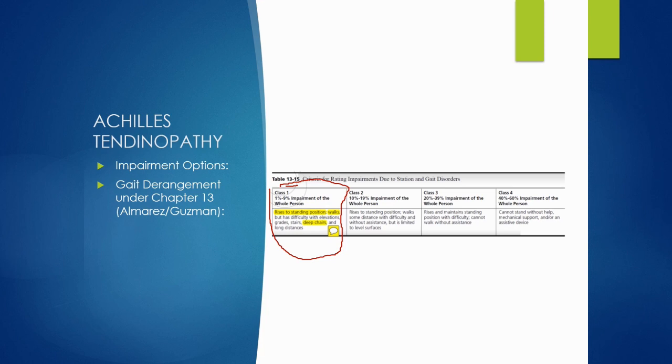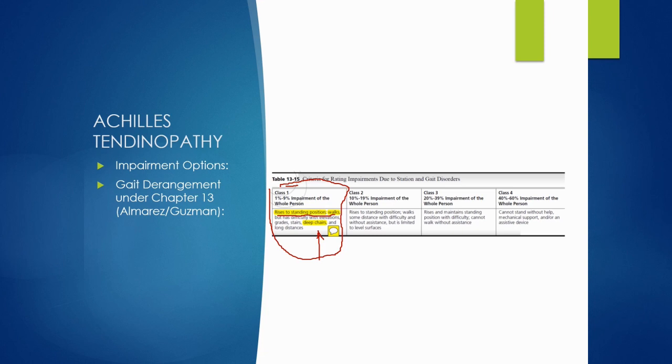Now, highlighted here in yellow are those objective findings that you're going to be able to observe in the face-to-face evaluation. In other words, you can observe the examinee rise to a standing position. You can observe the examinee be able to walk. You can observe the examinee be able to arise from a deep chair. But you're going to be required to rely on the examinee's own descriptions of their difficulty with elevations, their difficulty with grades, and their difficulty with stairs.